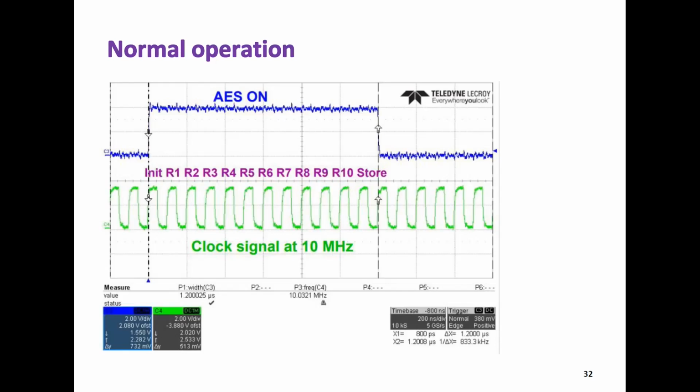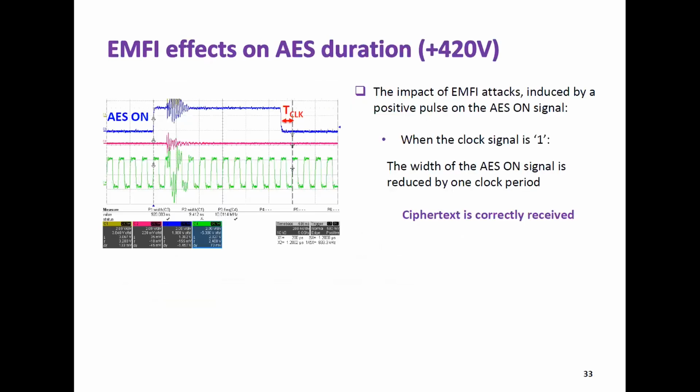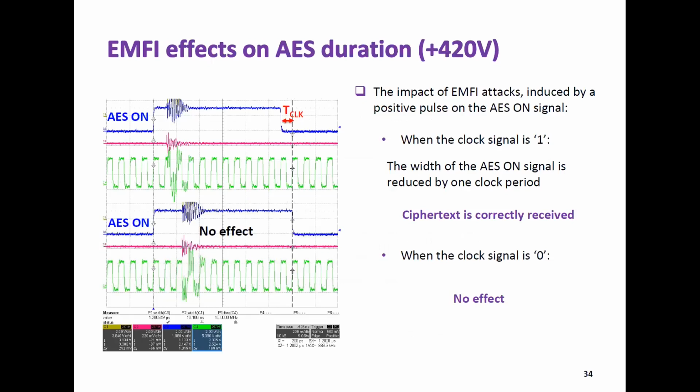Now we study the effect of EMFI on the width of this AES duration. With a positive pulse of plus 420 volts, when the EM injection time corresponds with the clock equal to 1, we see that the AES duration is reduced by 100 nanoseconds, which equals one clock period. And what is good, the ciphertext is correctly received, meaning that all the calculations of the AES run are performed. Once the EM injection time corresponds with the clock equal to 0, there was no effect.